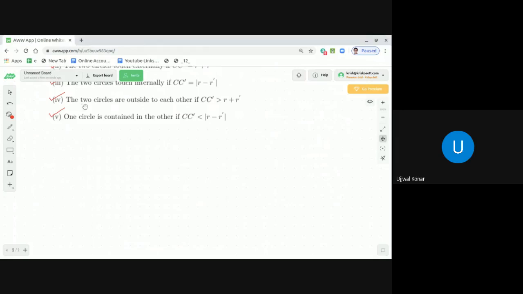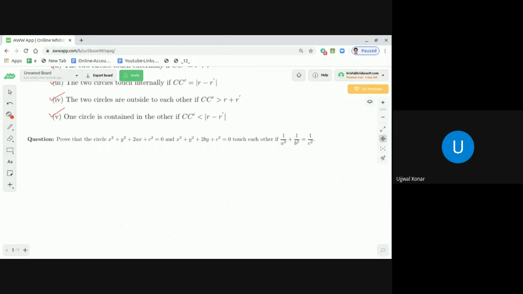And here is the question. Prove that the circles x square plus y square plus 2ax plus c square equal to 0 and x square plus y square plus 2by plus c square equal to 0 touch each other if 1 by a square plus 1 by b square is equal to 1 by c square.